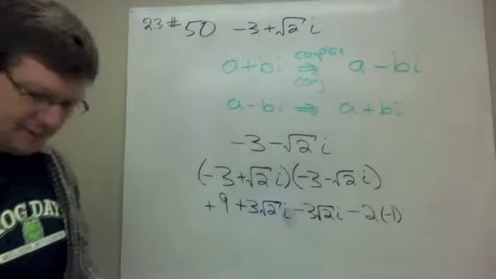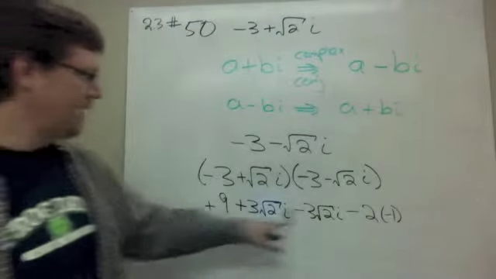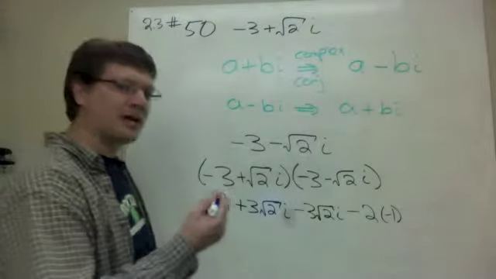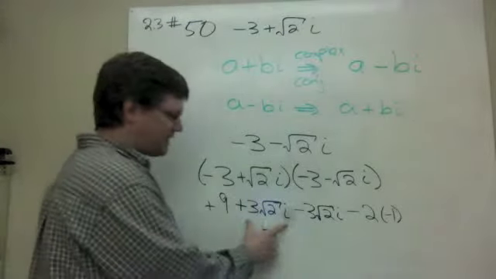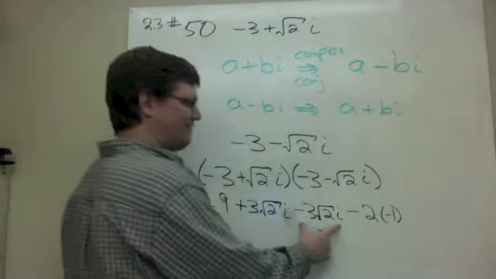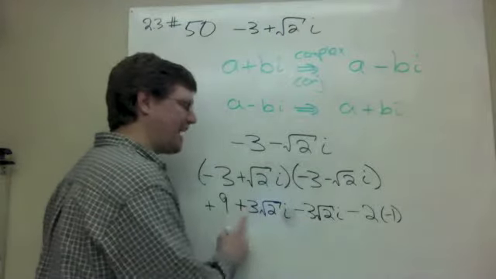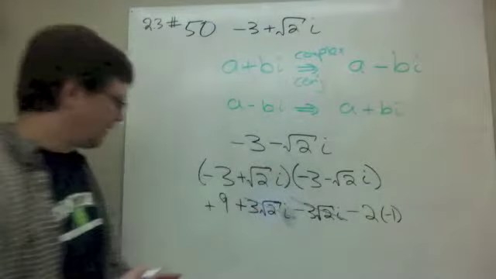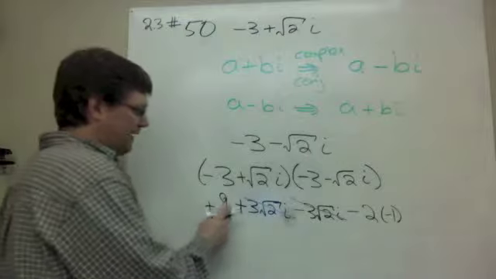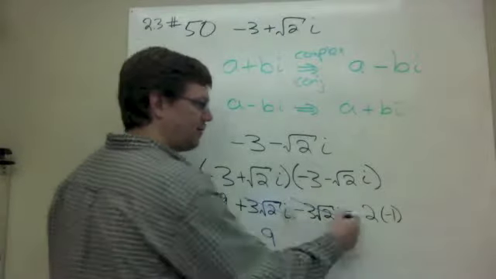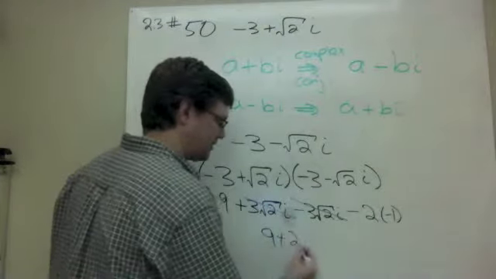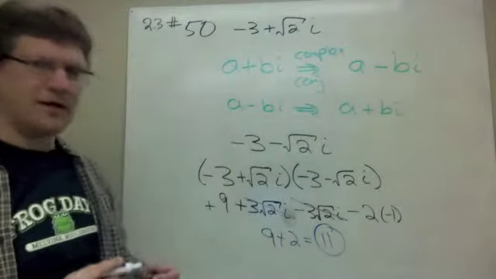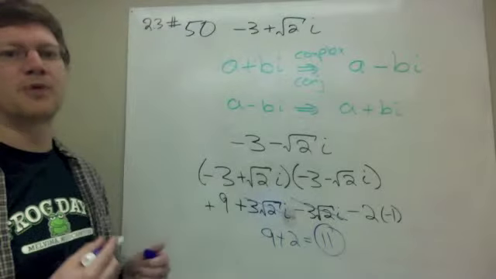Okay? Now, if the imaginary parts go away, leaving us with just real parts, we've constructed their proper complex conjugate. We have a plus 3 times the square root of 2i and a minus 3 times the square root of 2i. When we add and subtract the same thing, those pieces cancel out. Can this be simplified anymore? We have a 9 here, minus and a minus is a plus, plus 2, that's 11, and it is purely a real number. Therefore, we constructed the proper complex conjugate.